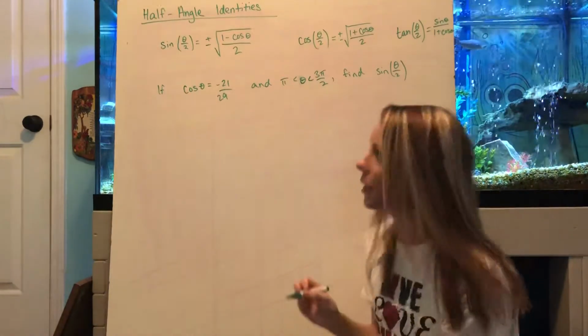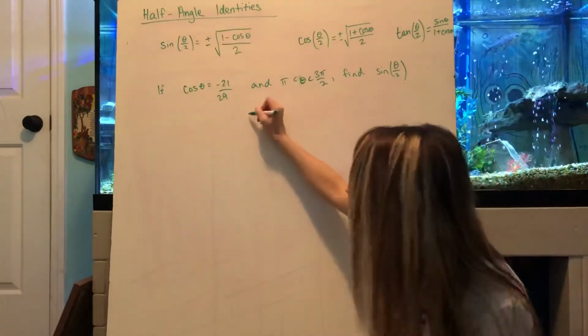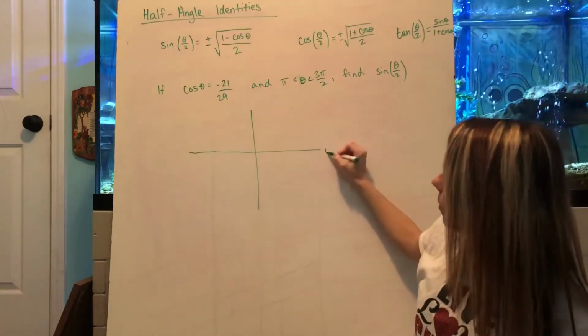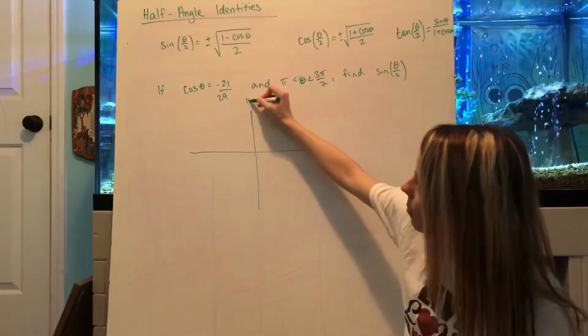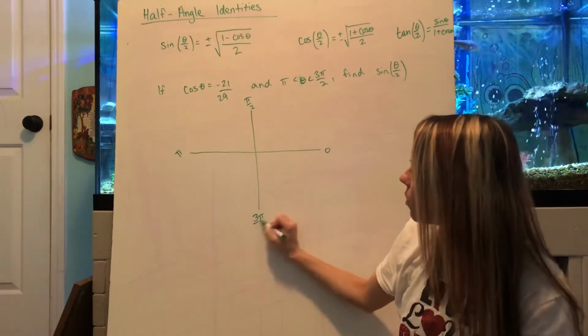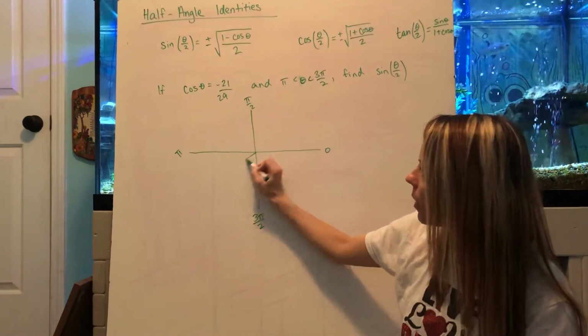Okay, so here we go. We're going to go ahead and draw out our quadrant. And we know that it's between pi and 3 pi over 2, so 0, pi over 2, pi, 3 pi over 2. So I'm going to go ahead and draw it here.